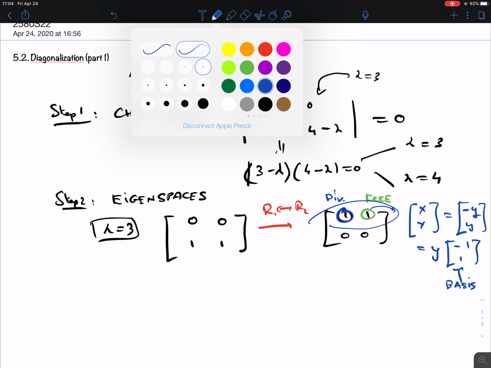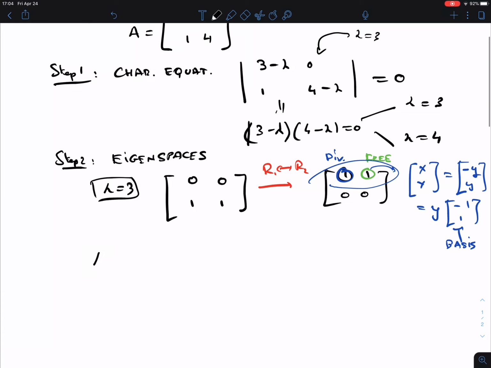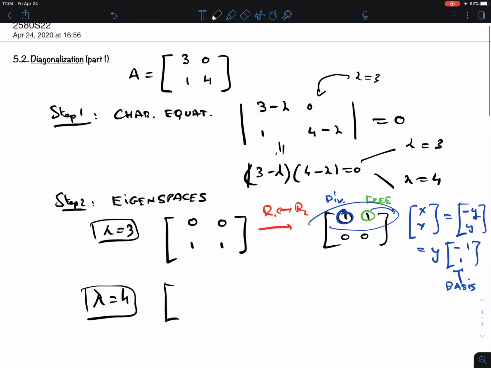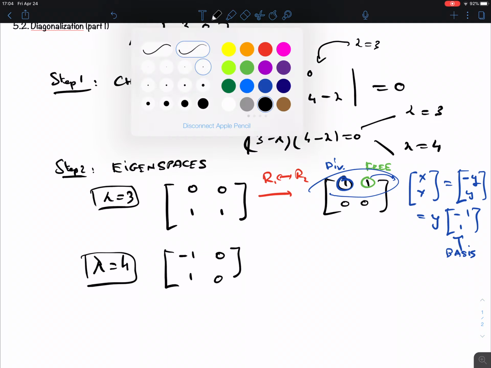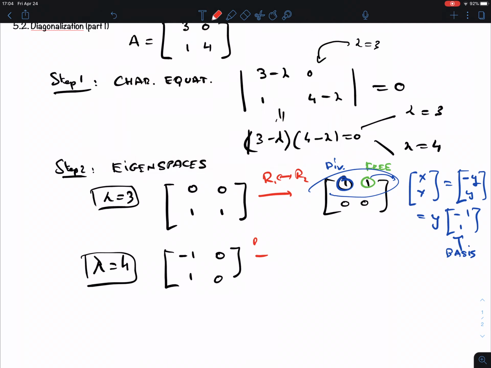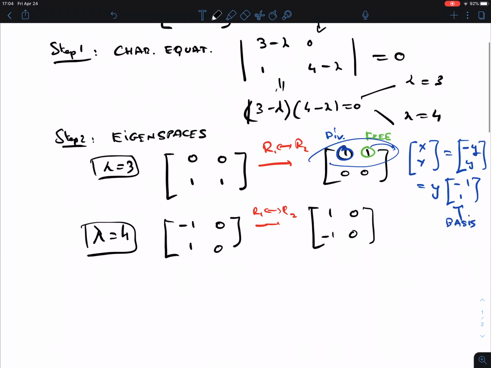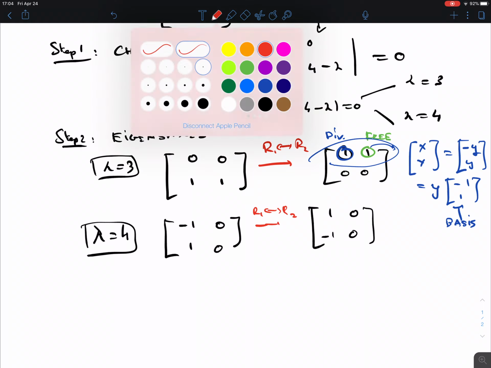Now we do the same thing for the other one, lambda is 4. This time we subtract 4 from the diagonal to get minus 1, 0, 1, 0. First of all, we can switch the rows, so we switch row 1 and row 2. So that's 1, 0, minus 1, 0. Or I could have multiplied the top row by minus 1. I just want to have a 1 in the top.